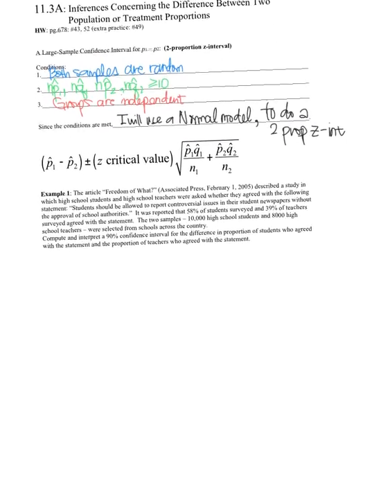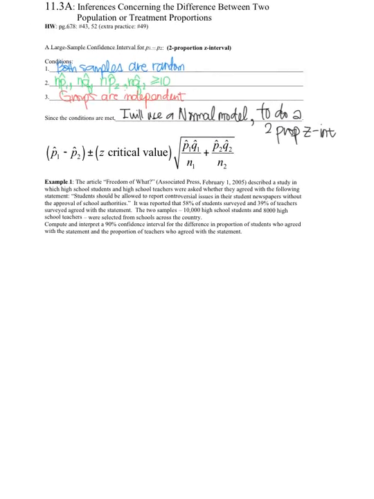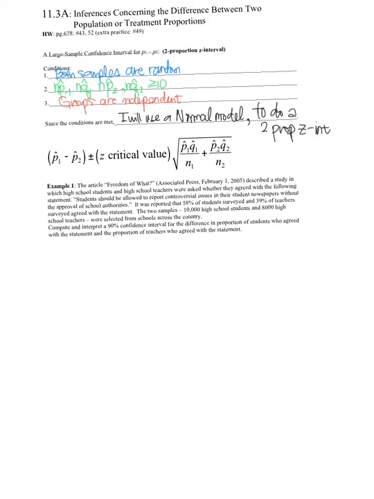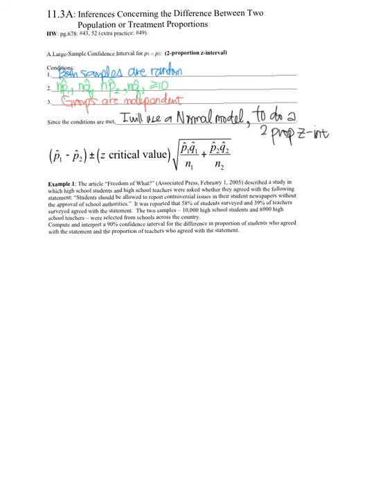Okay. Next up is to do calculations. So that's the formula, and that's what your calculator will be doing for you. If you notice, again, we have 2 groups. So we have the difference in the proportions, plus or minus the critical value, depending on what percent confidence level we want, times the standard error. All right, and then once we get that confidence interval, we'll interpret it, and that is it.